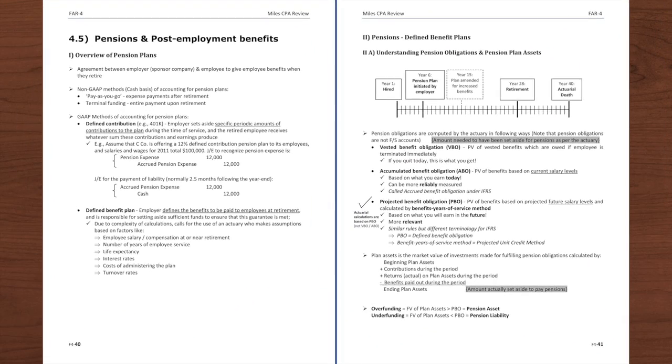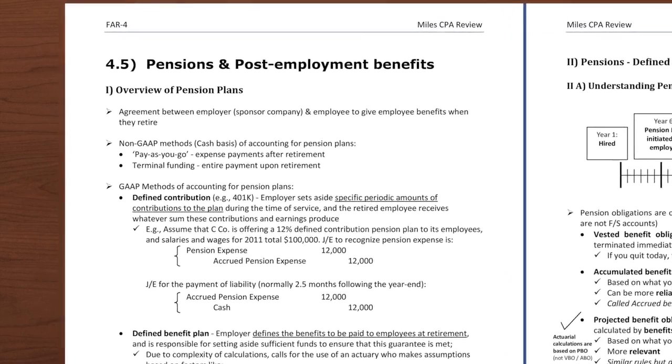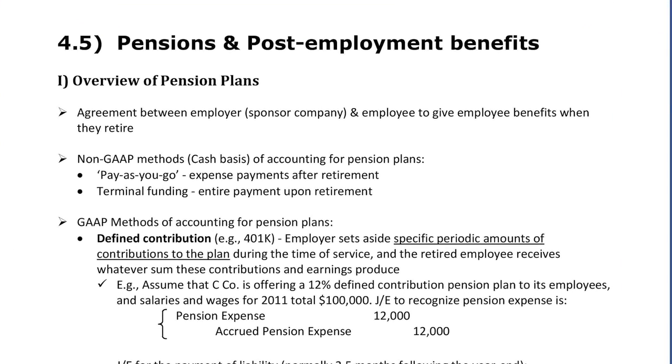On page 40, we're looking at pension plans. And as I told you, there are going to be two types of pension plans. The first one, highlight defined contribution and put a box around 401k, because that's a very good example of a defined contribution plan, and we're going to talk about 401ks also in regulation. So in a defined contribution plan, the employer sets aside specific periodic amounts of contribution to the plan during the time of employee service. So the retired employee would receive whatever sum these contributions and earnings produce.